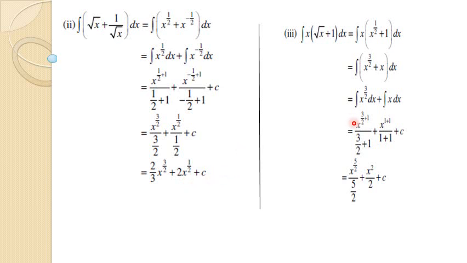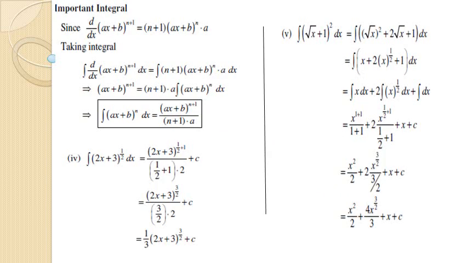Now part 3, you can see that x is multiplied by this. So first simplify this function. This is the simplified function, and then you can apply the power rule. What is the power rule? Just hide the power, the derivative of x is dx, add the power, and the denominator is the same as this. You can see the result. Now the next important integral, and this is the very same power rule.